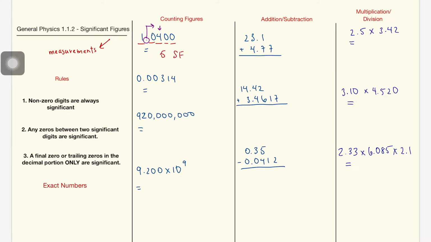In the next problem, we see that the number is 0.00314. Applying the same 3 rules again, non-zero digits are always significant. So that means 3, 1, and 4 are significant. Second rule, any zeros between them are also significant, but since there aren't any, we will skip that. And lastly, a final zero or trailing zeros. Since the last significant figure is 4, and there are none after it, we can also skip this rule. So therefore, we have 3 significant figures.